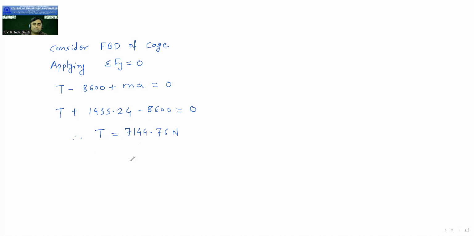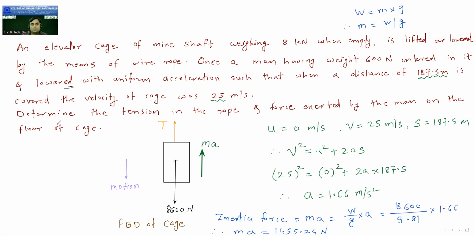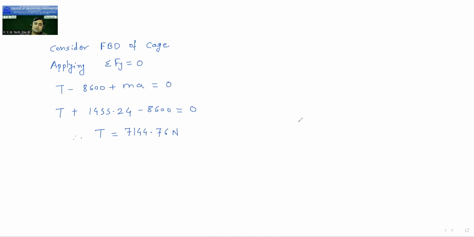Okay, so now the first part of the numerical is over: determine the tension in the rope. Now what is the second part? The second part is the force exerted by the man on the floor of the cage. The man is inside the lift. So what force must he exert on the floor of the lift? Whatever force he exerts on the floor, he gets an equal and opposite reaction from the floor. So whatever is the value of the reaction of the floor, that much force is exerted by the man on the floor.